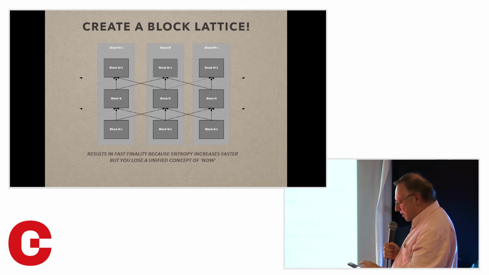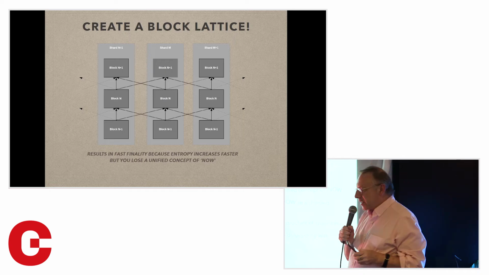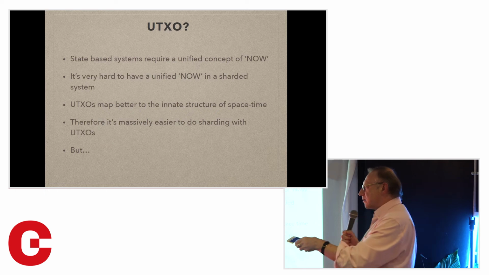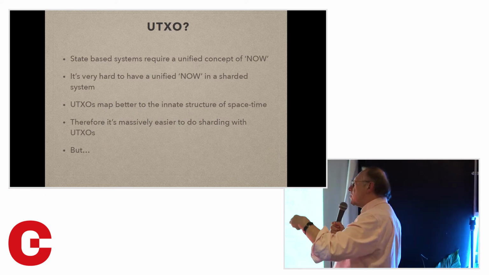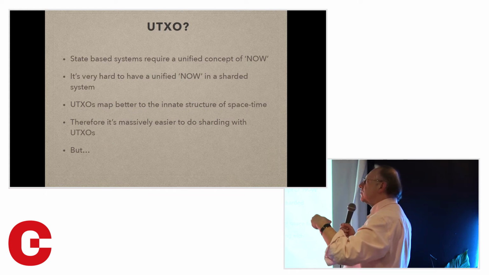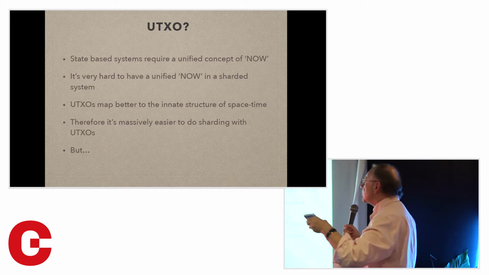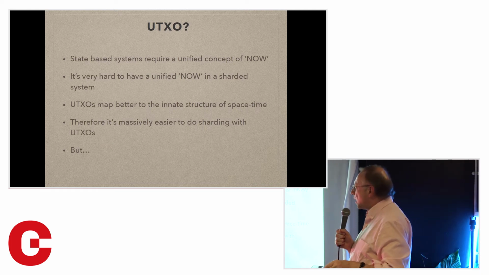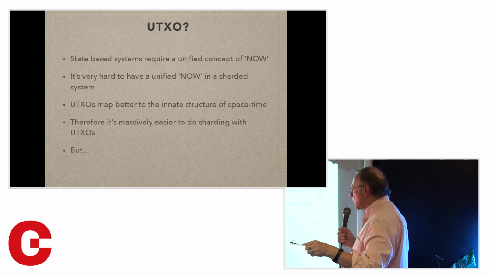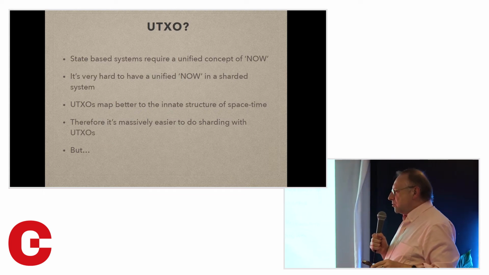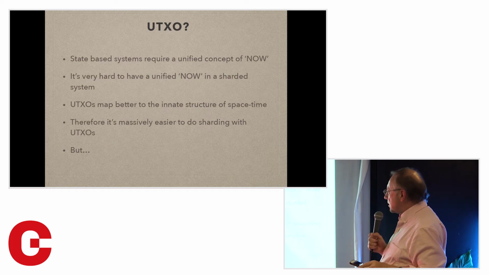And the problem is that in a state-based system, such as Ethereum, where we're thinking about the states of accounts, the notion of an account in a state requires a coherent concept of now. And you can't have that coherent concept of now in a sharded system. And this is something that Ethereum are working quite hard to deal with. UTXOs, because they don't maintain state, are much, much easier to deal with in a sharded system.